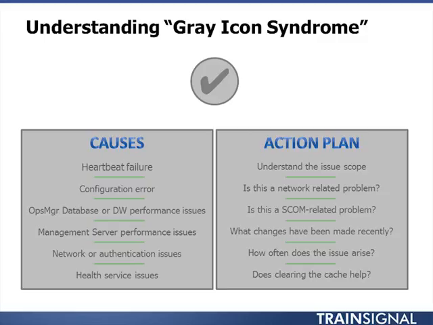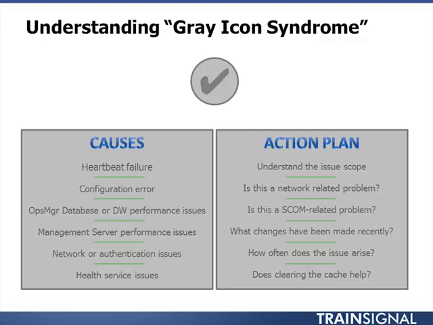But make sure you understand the issue's scope. If all of a sudden you see 50 items go gray, more than likely you've got a network issue somewhere, because all of a sudden those heartbeats just stopped coming in. Now in that case, you should be able to go to your network monitoring area and see that there's a device down.